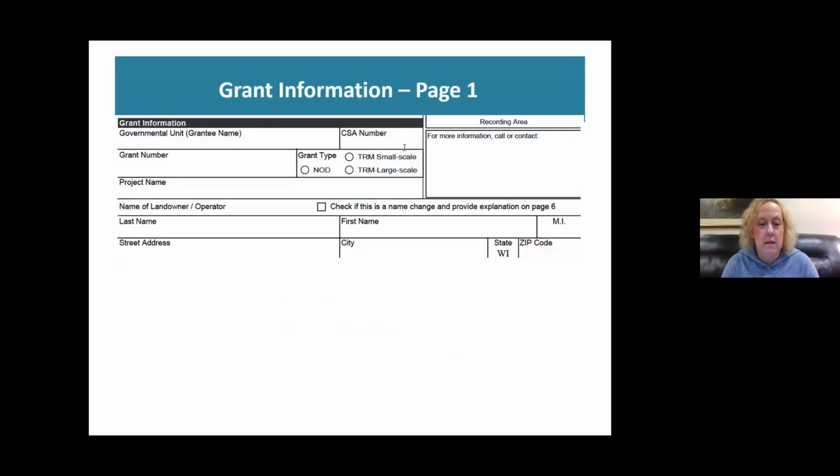So let's take a little bit of time to dive into the details of the form. The grant information section on page 1 contains information required from the grantee to identify your name, your agency name, the grantee chosen CSA number, that's the number you get to pick, your unique grant award number that was assigned by us here at DNR, and that's listed on your grant award document. The grant project name, grant program type, that's right here. Here's grant project type, and then the landowner's information, which is down here.